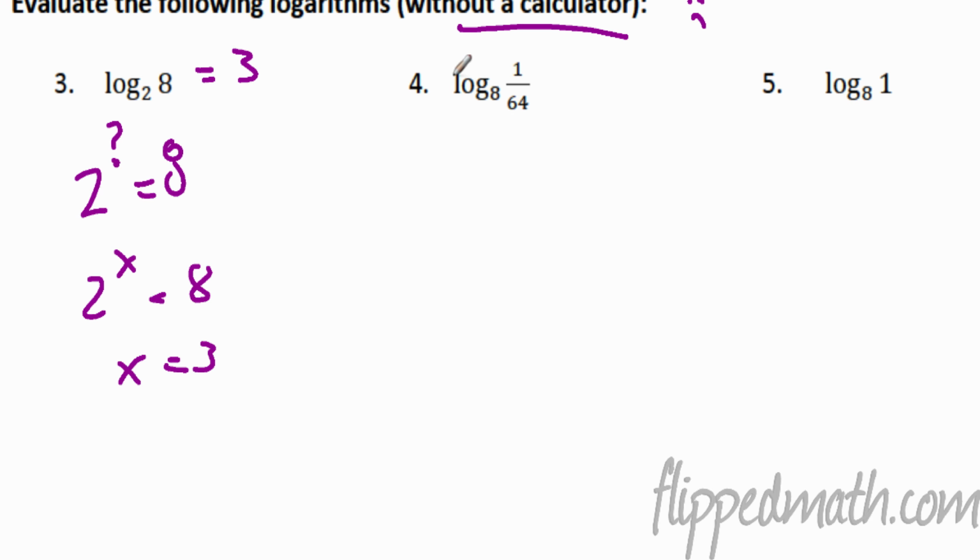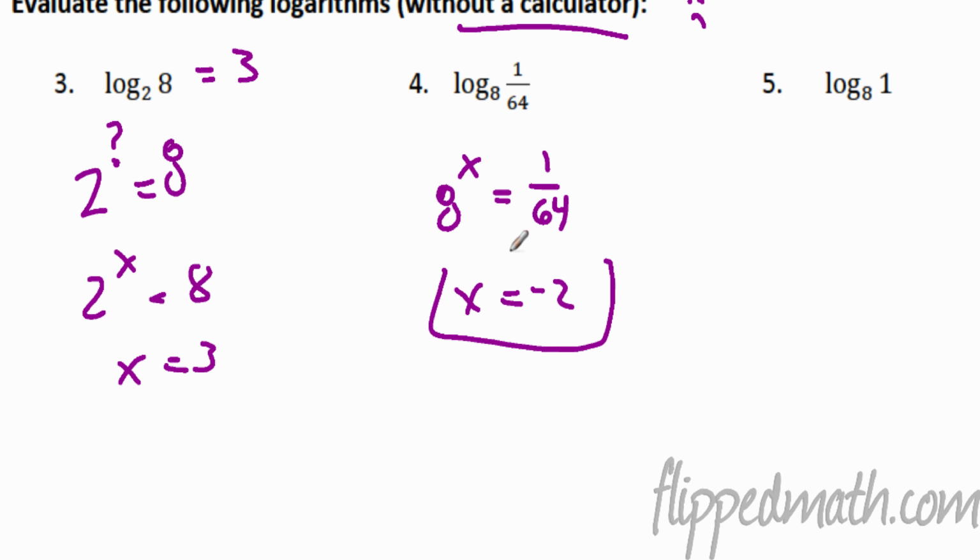All right, number 4. The exponent I use on 8. So 8 to some exponent has to equal 1/64. All right, well, what's that going to be? This is 1 over 8 squared, so this is going to be -2 on that one. You try the last one by yourself. Go!